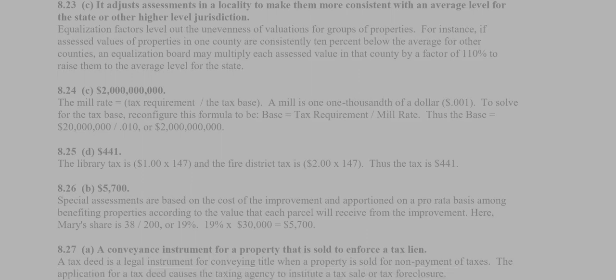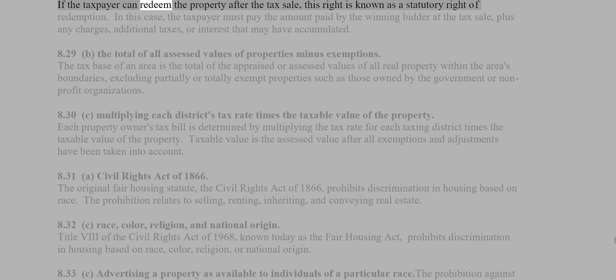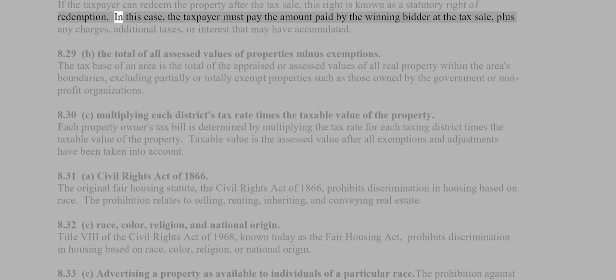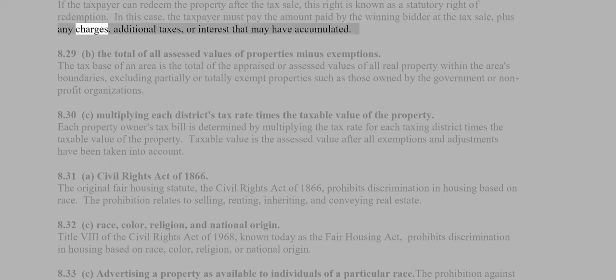8.28 d. A statutory right of redemption. If the taxpayer can redeem the property after the tax sale, this right is known as a statutory right of redemption. In this case, the taxpayer must pay the amount paid by the winning bidder at the tax sale, plus any charges, additional taxes, or interest that may have accumulated.